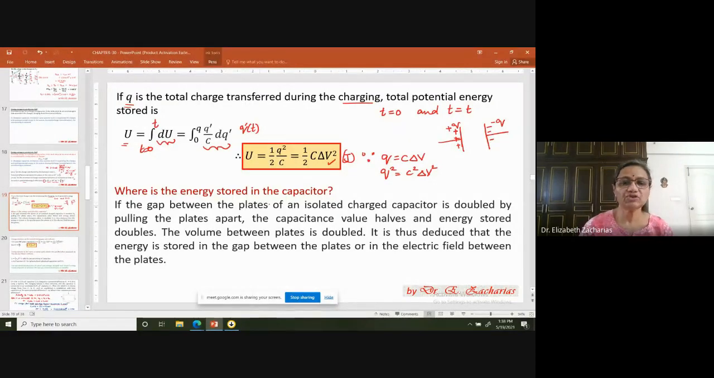So what we'll do is, you charge a capacitor and then isolate it. The meaning of isolating is remove it from the circuit. Remove the battery. When you remove the battery, then you have isolated the capacitor. Isolated means it is not in contact with anything else, or the two plates of the capacitor are now not in touch with the rest of the world.